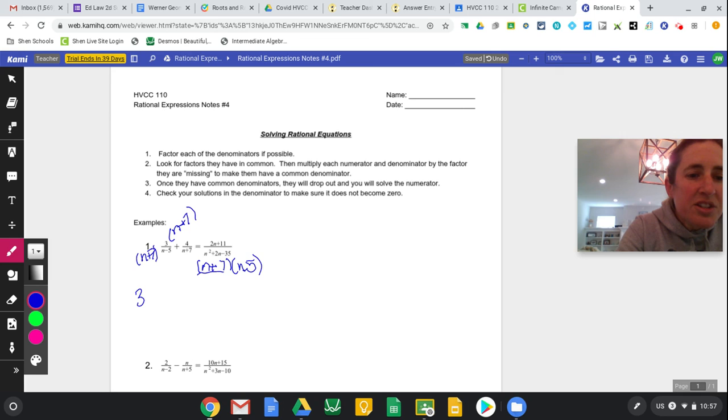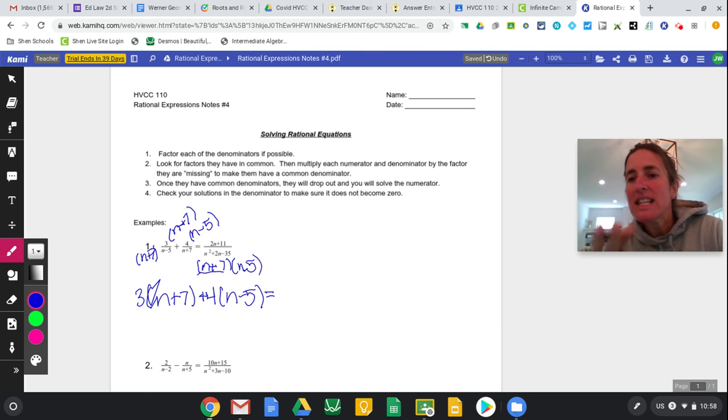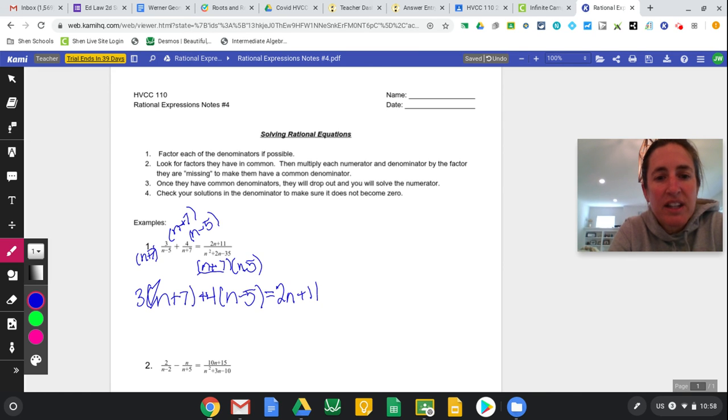So it would essentially be 3 times n plus 7. And then the 4 that's on top here needs to multiply by n minus 5. So I'm going to multiply that by n minus 5. And this fraction after the equal sign does not need to be multiplied by anything because it already had the common denominator. So 2n plus 11 is going to remain on that side of the equal sign.